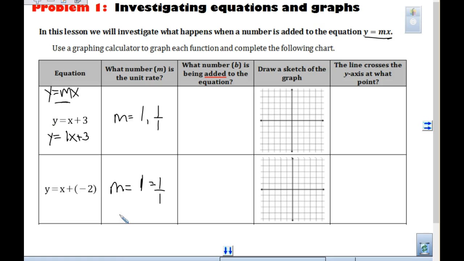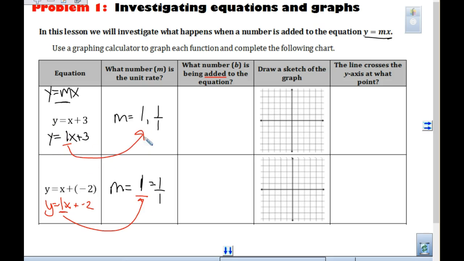Where is the m? M is always in front of the what? No, not in front of the equation, in front of the what? In front of what letter? Right, in front of the x. It's the coefficient of our x, right? So here, the slope was 1. Here, the slope was 1.